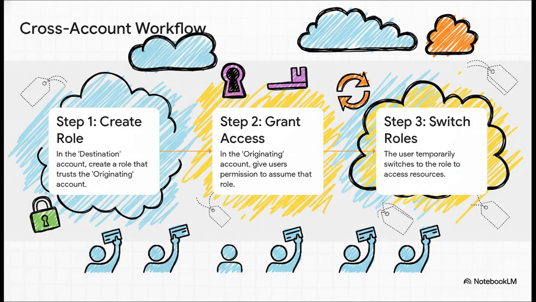And setting this up is actually pretty straightforward. Here's how it works in 3 steps. First, in the account you want to get into, we'll call it the destination, you create a new role. And part of that role is a trust policy that basically says, hey, I trust people from this other specific account. Then, back in your main originating account, you give your user permission to use that role. And finally, the user just clicks a button to switch roles, and poof, they have temporary access. It's clean, it's secure, and you can track everything.